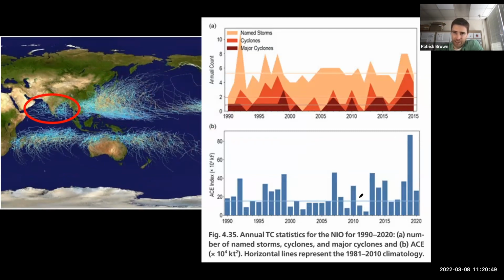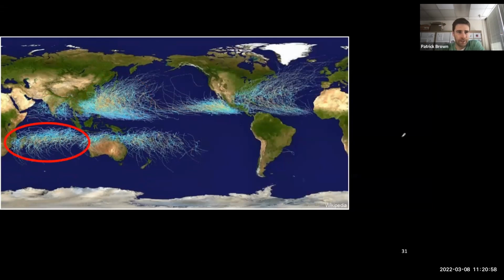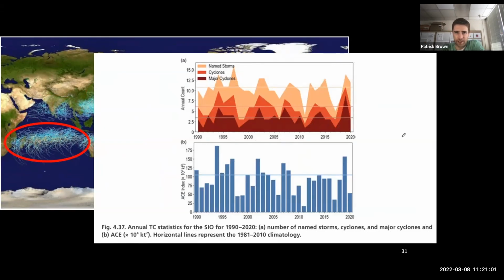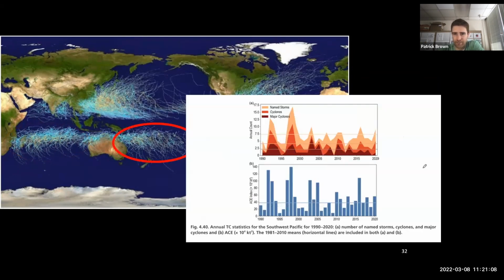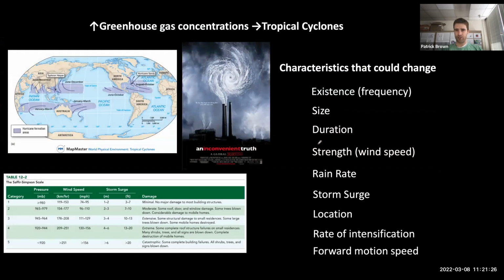Maybe an increase in ACE recently, but it could just be a coincidence, 2019 being high. Looking at the South Indian Ocean, again, basically flat. And then the Southwest Pacific, if anything, looks like a decrease in these metrics. So these are metrics that are mostly based on wind speed. And so if we go back to our characteristics here, the strength, wind speed, at least in terms of observations, historically, there's not a lot of evidence that that's changing much.